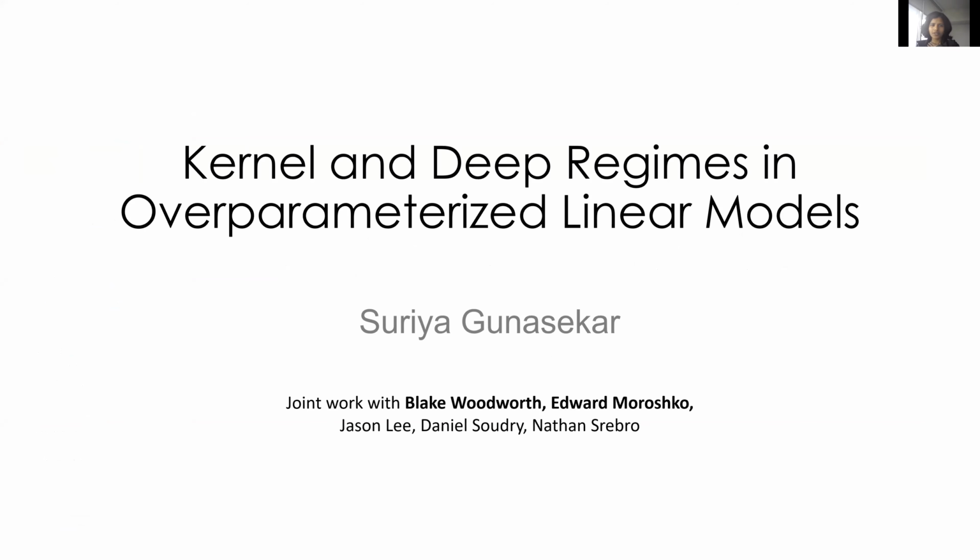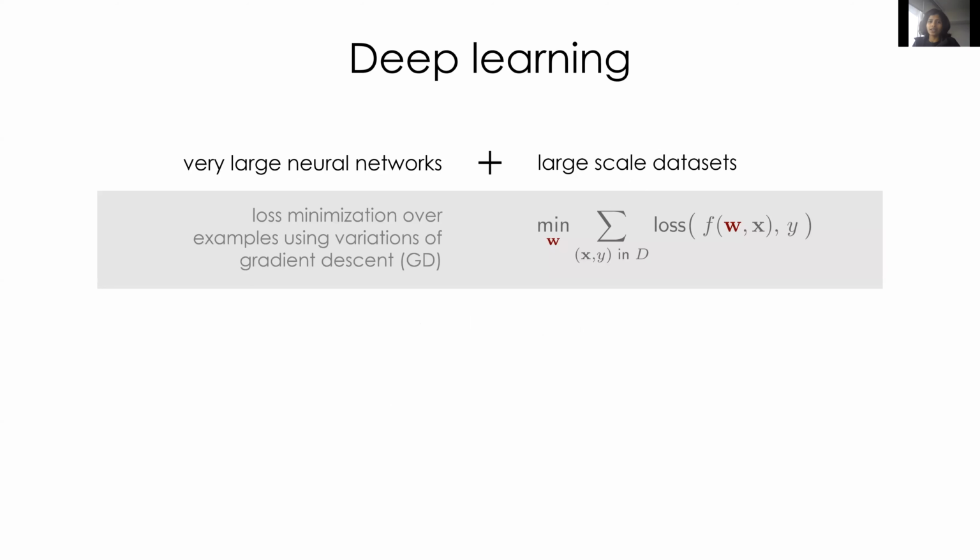So today I'll be talking about kernel and deep regimes in overparameterized linear models. I'll explain all these terms as I go along in the talk. Okay, so here again, the goal is to understand how, from a mathematical, or more scientifically grounded, understanding of neural networks, by going through examples which are simple to analyze and trying to extrapolate the properties we see in simple models to more complicated neural networks.